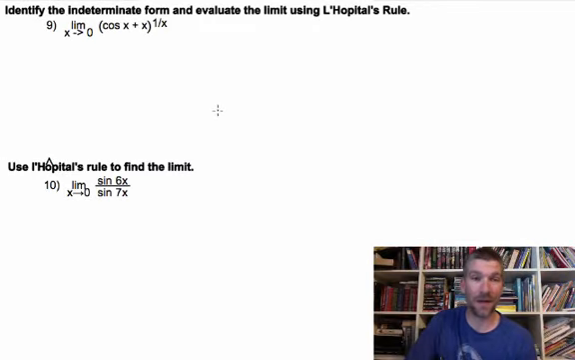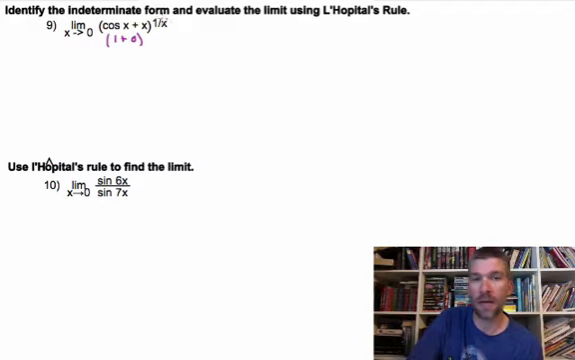Question 9, identify the indeterminate form and evaluate that limit using L'Hopital's rules. So just real quickly, what I want to do is try and put a 0 in everywhere I can. And in this case, I can do that. And this is going to be the cosine of 0 is 1 plus 0.